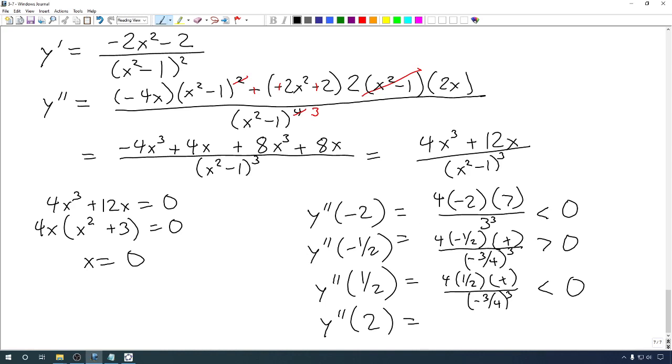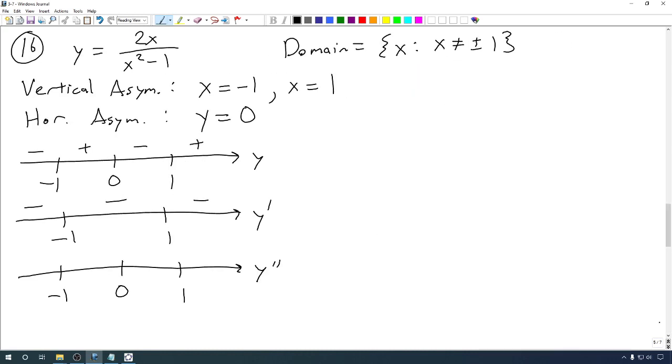And then finally for 2, we do exactly the same thing as we did on this one. We still have the 4, we have the 2, and this turned into a 7 again. And then finally on the bottom, 2 squared minus 1 is a 3, and that's cubed. There's actually no negatives in this at all. So this is a positive number. Alright, so we had negative here, negative here, and positive here. And so we have all this information about our particular function.